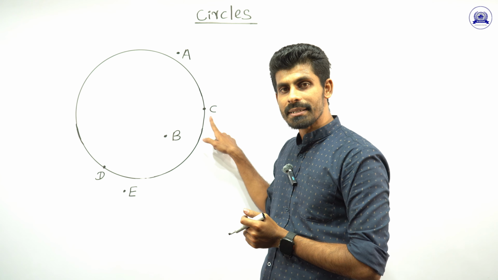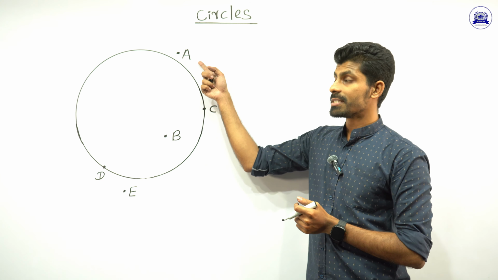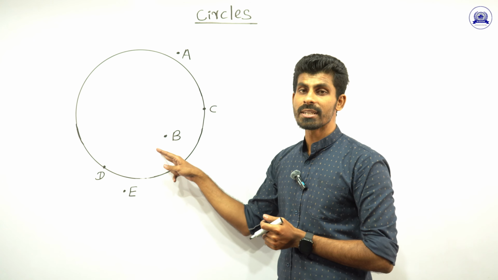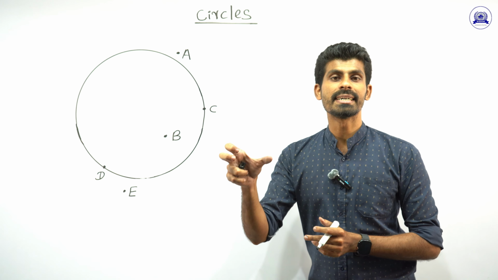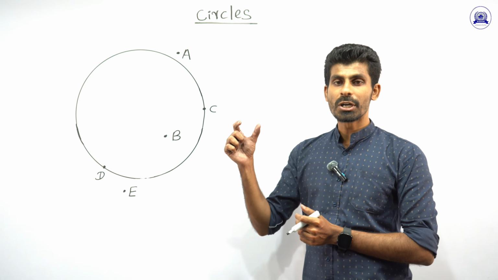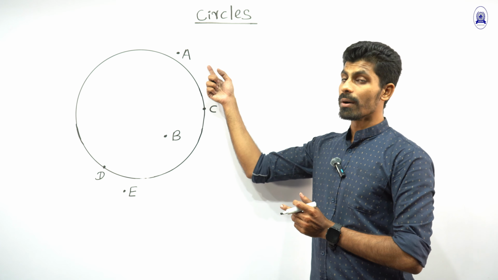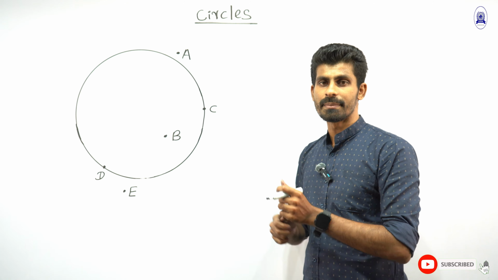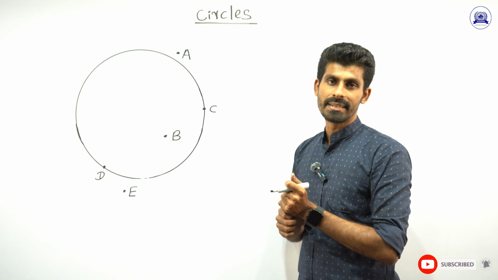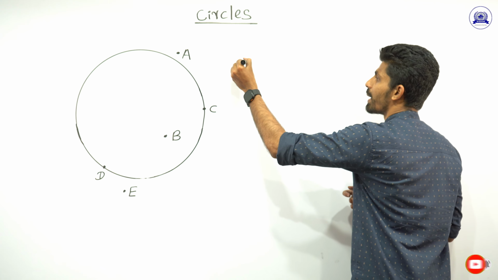C, not outside and also not inside. Then C is on the circle. Not outside or inside. C is on the circle. That means exactly on the circle. Right, okay.